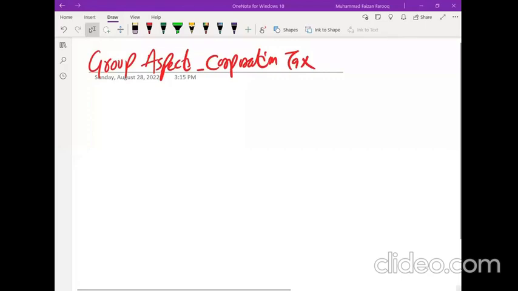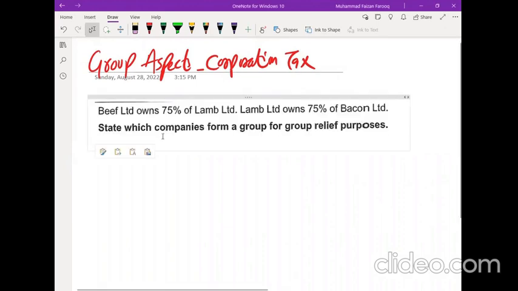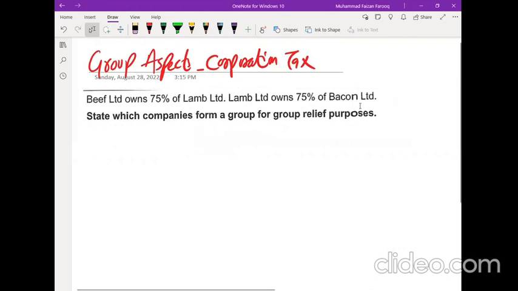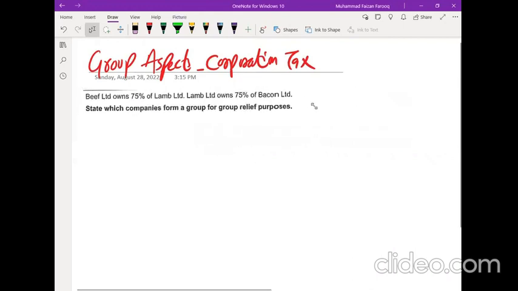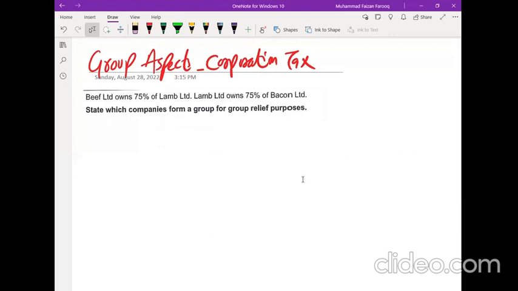The topic is group expense. Group expense means we learned the trading losses. Remember, in the trading losses, what was happening? The loss of the current year was adjusted. How was it adjusted? It can be adjusted from future profits, from the total profit of the current year, or it can be carried back. This is the normal scenario for companies. Group expense only affects corporation tax, nothing to do with individuals.